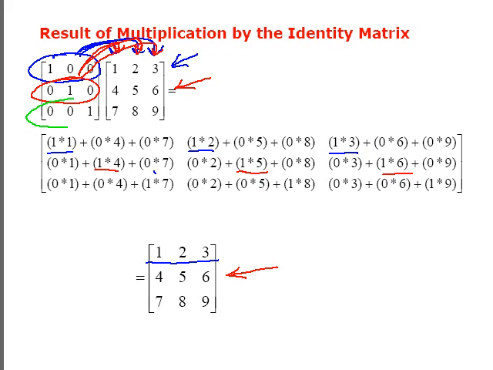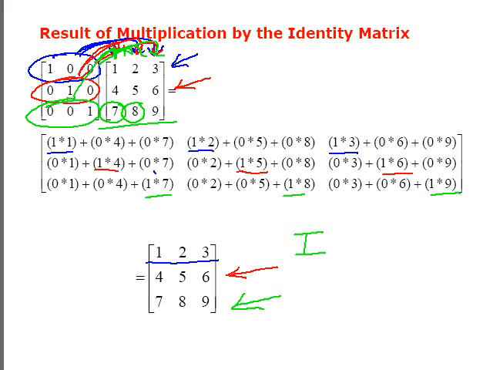Now moving down to the last row, 0, 0, 1. The zeros go against everything except the entry in row 3. That gives me 1 times 7. Move to the second column, zeros except for 1 times 8. And the third column, of course, gives 1 times 9. And here's the matrix, which you see is identical to the second matrix in the problem.